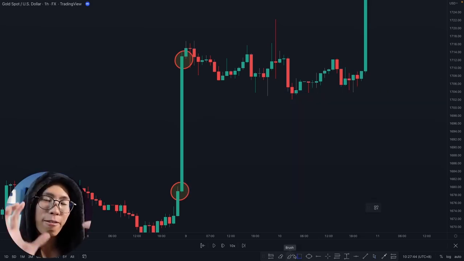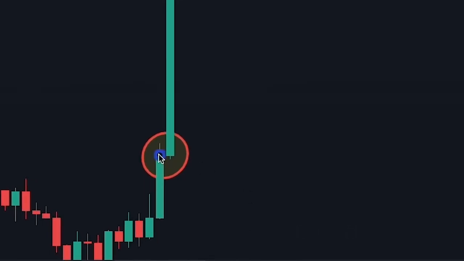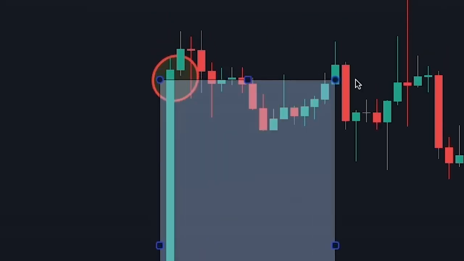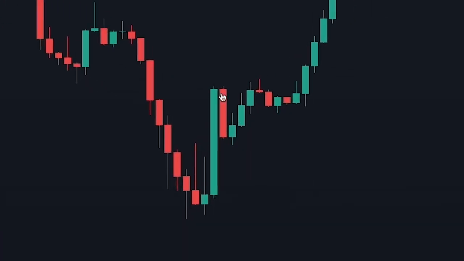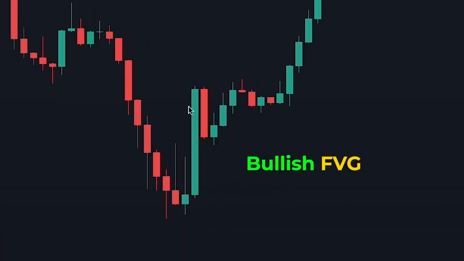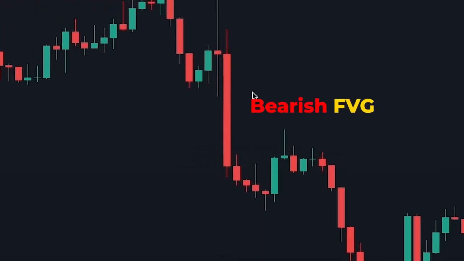You can mark a fair value gap by using a rectangle tool to mark the previous candle's wick before the big move, and then taking the next candle's wick after the big move. So right here, this will be your fair value gap. There is a bullish fair value gap, which is basically a big fat green candle, and there is also a bearish fair value gap, like this big red candle right here.